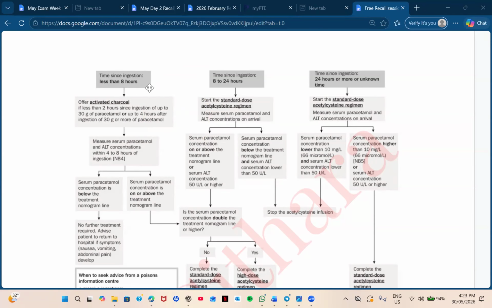Then what can we do? The next step is 4 to 6 hours: urgent serum paracetamol level. The patient has ingested 50 tablets of 500 milligrams, so the total ingestion is 25 grams. The toxic dose of paracetamol that may be associated with acute liver injury is more than 200 milligrams per kilogram or more than or equal to 10 grams, whichever is lower. So any patient who ingested 10 grams or more is automatically considered to have been exposed to a toxic dose and is at risk of acute liver injury.